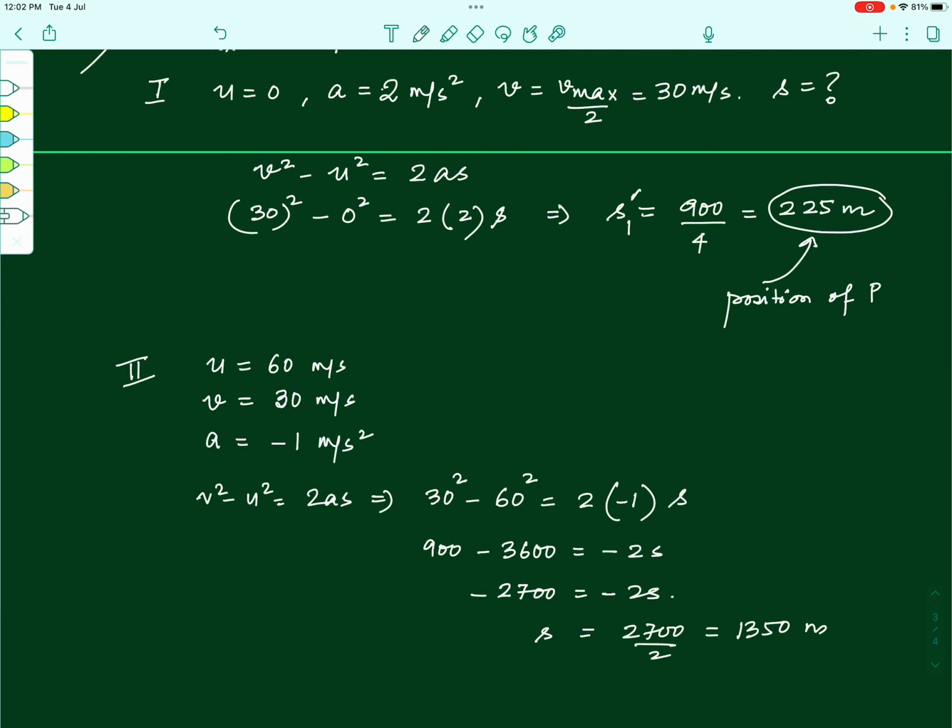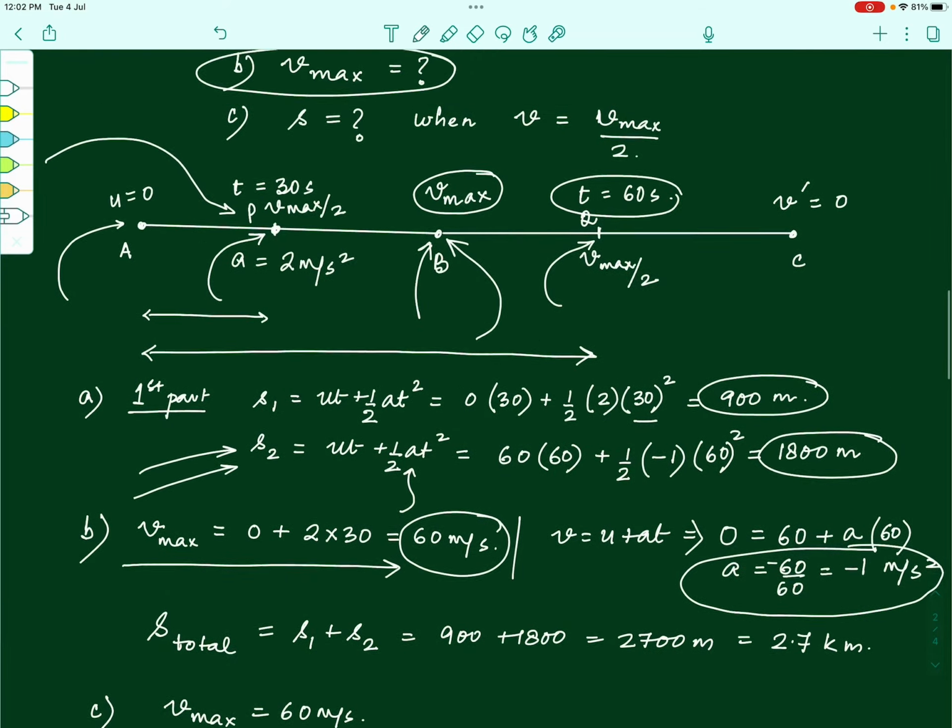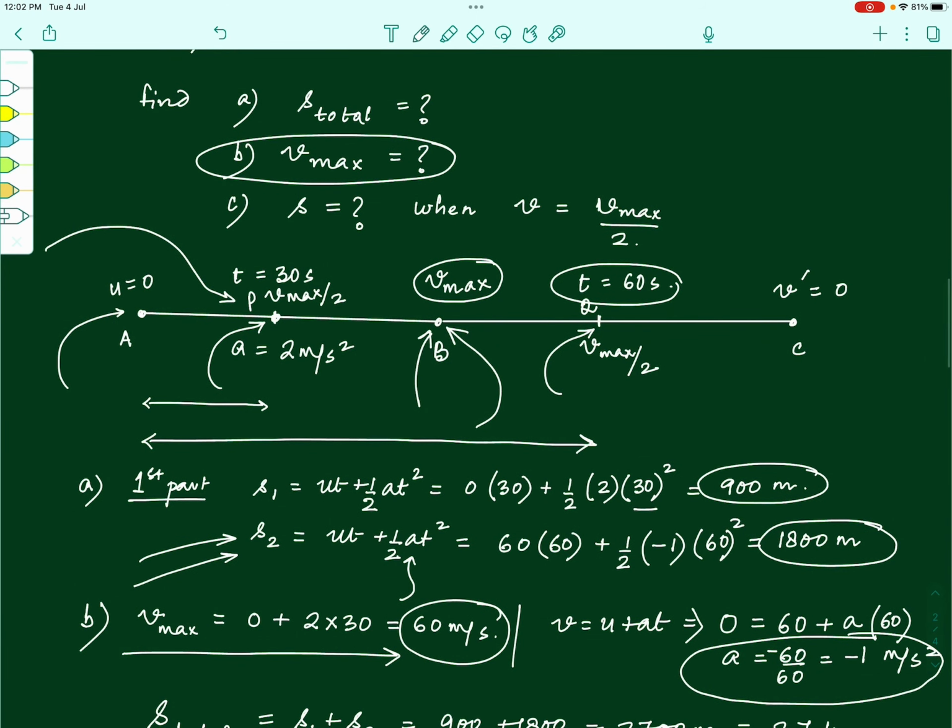And understand that this is the displacement for the second part of the motion where the velocity is half of the maximum velocity. Let's look at this here. So what we have just now obtained is the distance BQ, because the second part of the motion starts from B. So the displacement that we obtained using this equation is the distance that the train travels from the point B till the point where its velocity becomes half the maximum value, right? So BQ is what we have got as 1350 meters.